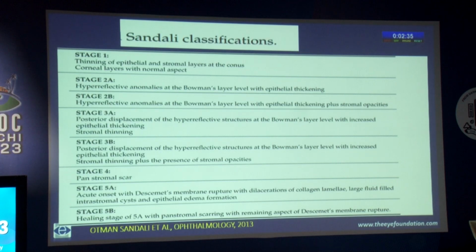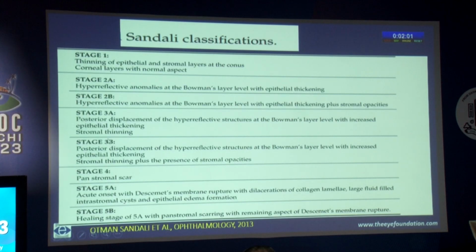And there is a classification based on OCT. It's a thorough preoperative evaluation of these patients, slit lamp evaluation as well as OCT evaluation has to be done to identify the stage of the condition. The keratoconus is divided into 5 stages, and up to stage 3A. Stage 3A is where there is epithelial thickening and stromal thinning. There is no opacification as such in the stroma. So up to 3A, you can safely go ahead and do a big bubble DALC.